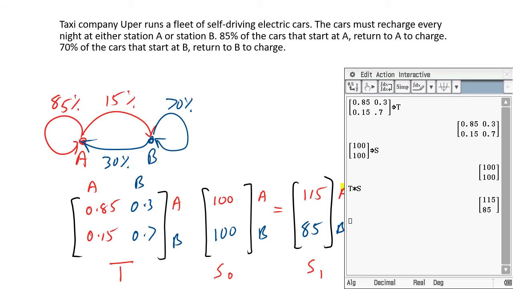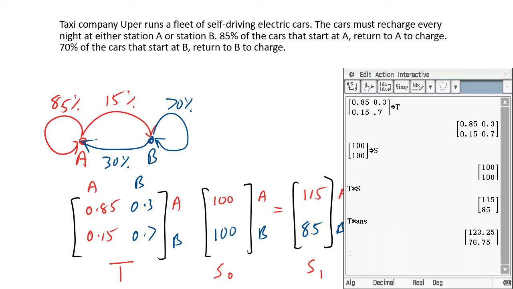I typed in T times S. Just remember that when I'm doing it on my keyboard, it looks like a funny star thing. When you do it, it's going to look like a cross. And there's my 115 and 85, which perfectly matches that. So we can definitely say here that T S0 equals S1, because that's S1 right there.